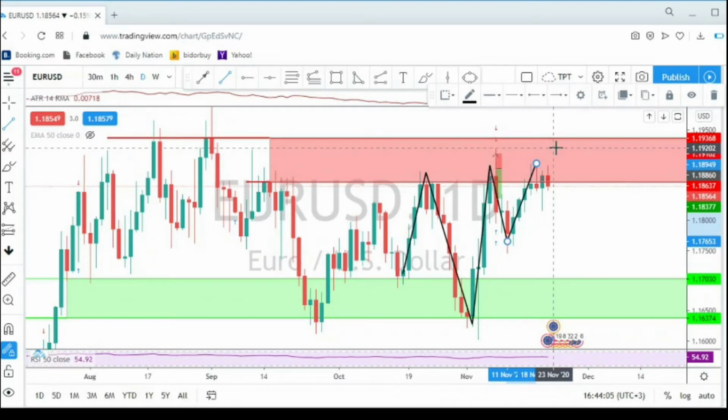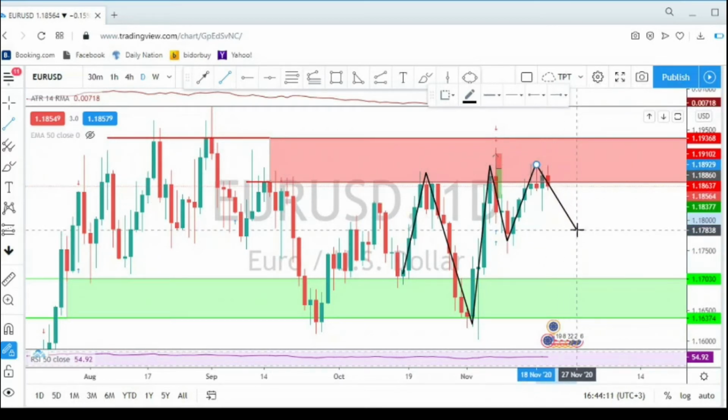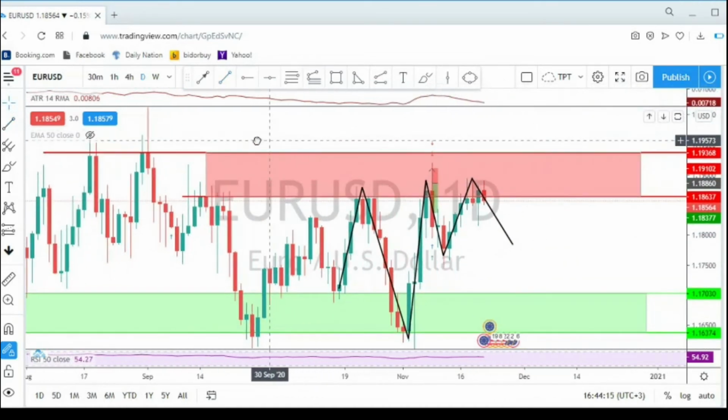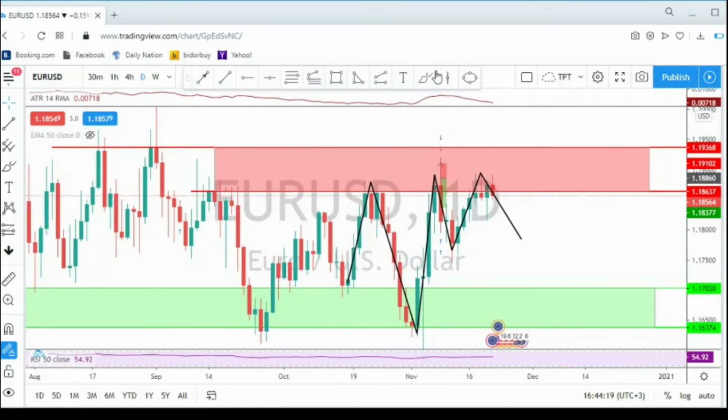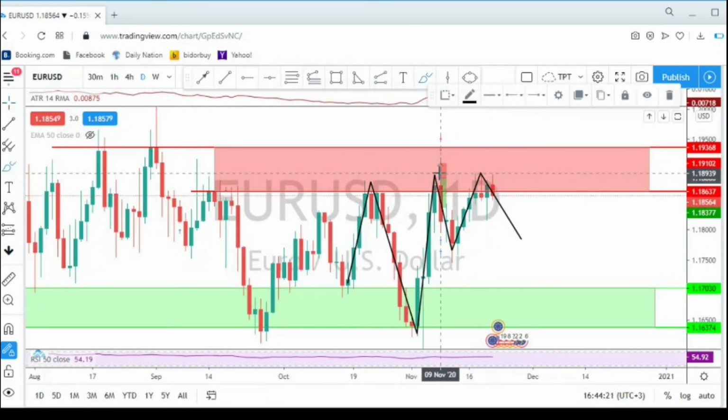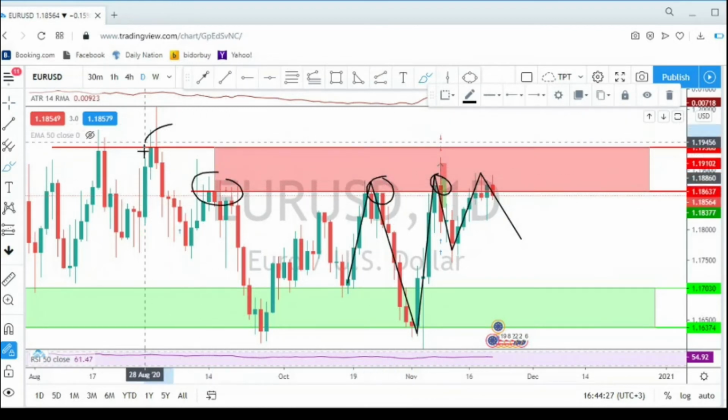And what do you think I expect here? If you say that I expect a push down here, then you are right, because this market is at a strong level of resistance, a level that has been tested multiple times as resistance, resistance, resistance, and resistance.